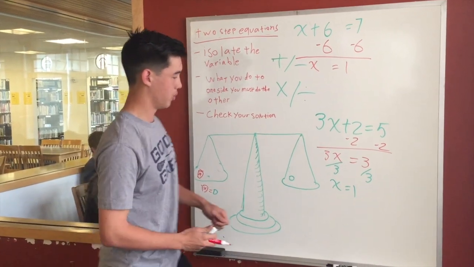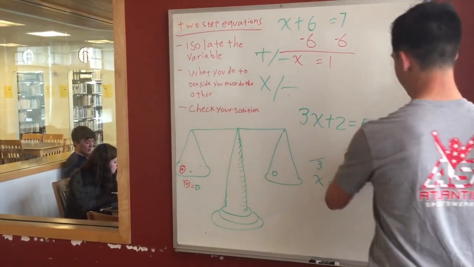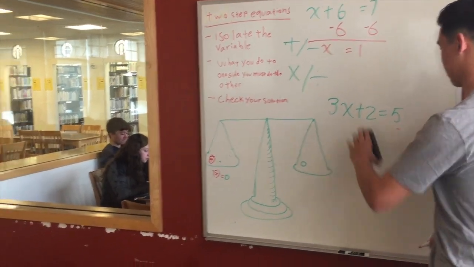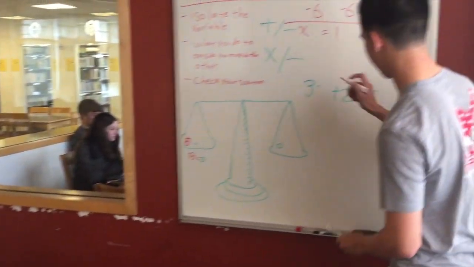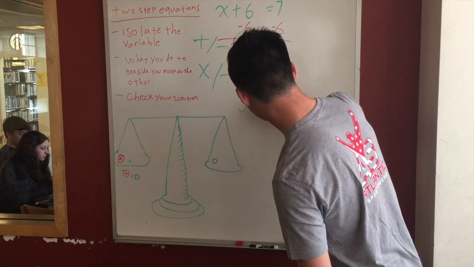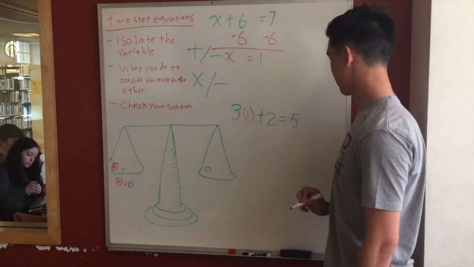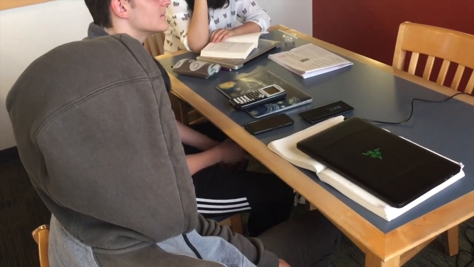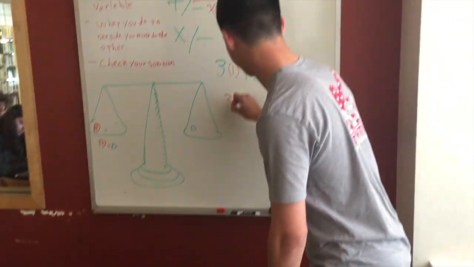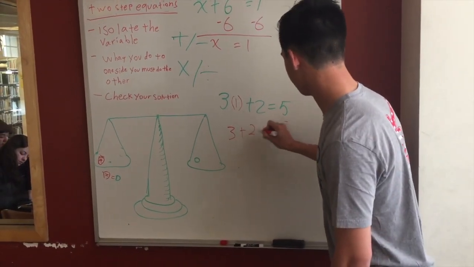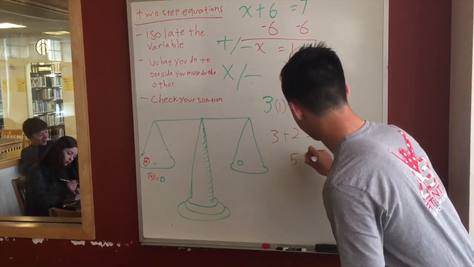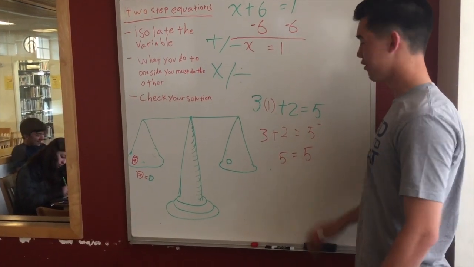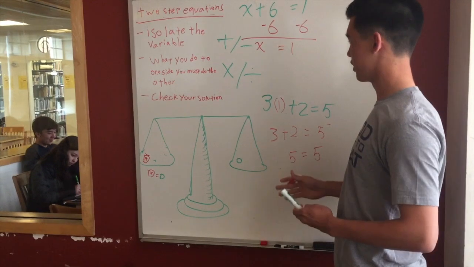And so we take our original equation right here, 3x plus 2. And instead of x, we'll use 1 because that was our solution. It's important to check your solution. And so plug in 1 for x. Now, Ethan, what is 3 times 1? 3 times 1 is 3. Good. And 3 plus 2 is what? 5. 5 is equal to 5, and so we know that we have solved our equation correctly.